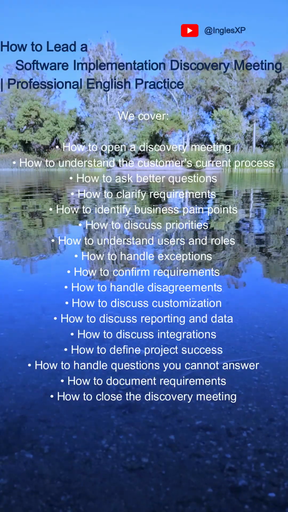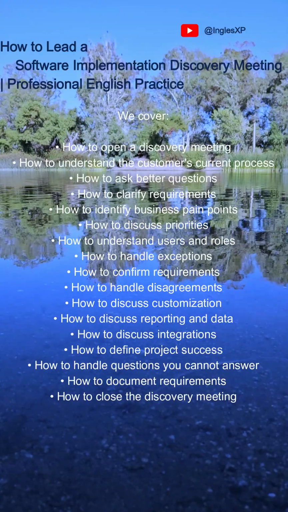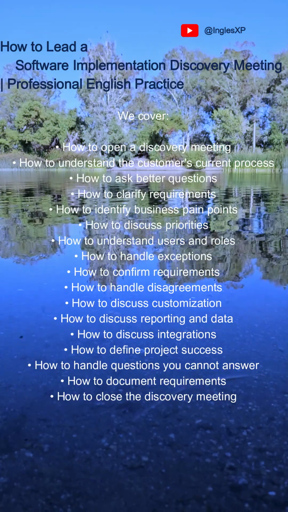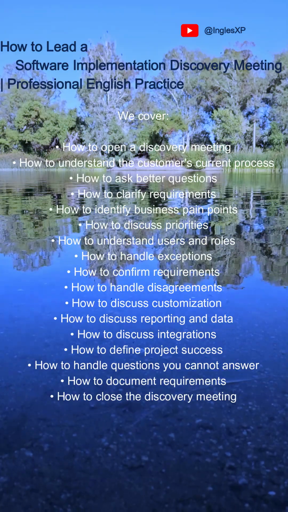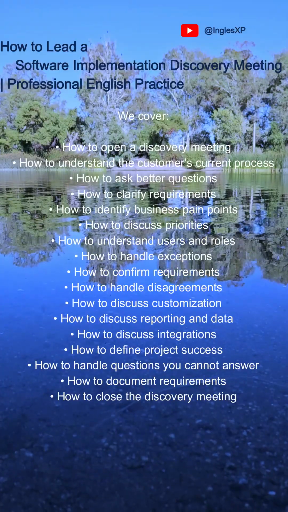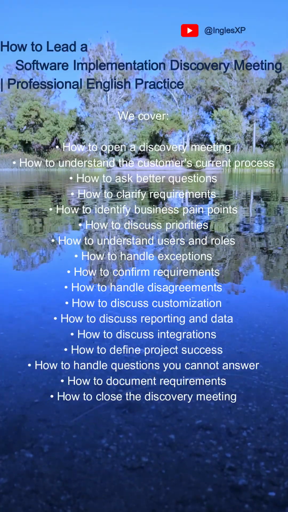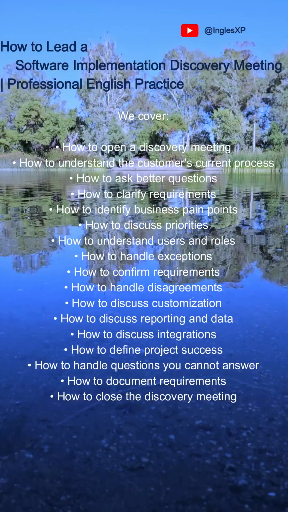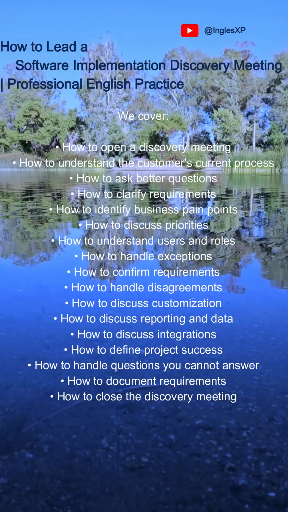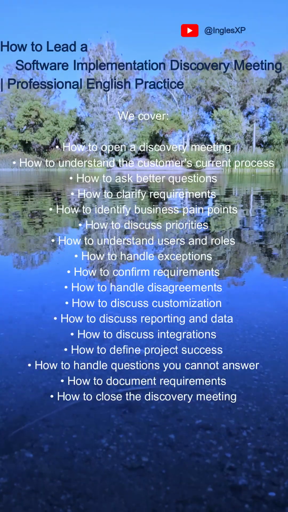Another useful phrase is, let me make sure I understand the process correctly. Then explain what you heard. For example, so if I understand correctly, the sales team enters the order, then the warehouse reviews the order, and finally accounting creates the invoice. Is that correct? This is called confirmation. You're not simply listening. You are checking that your understanding matches the customer's reality.